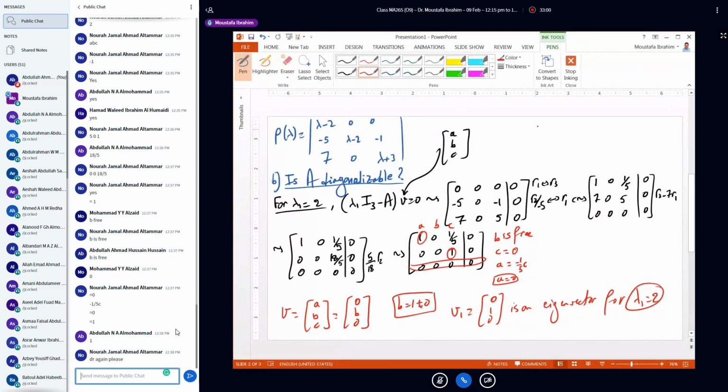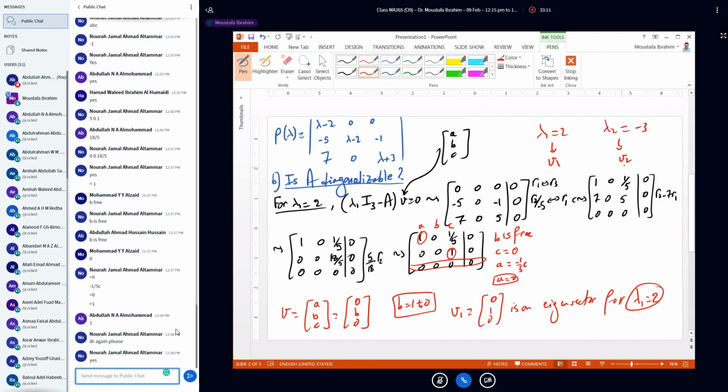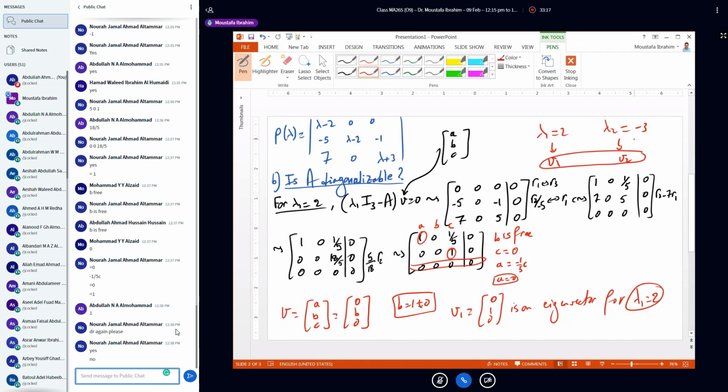Because, look here, we have 2 eigenvalues. Lambda 1 equals 2, lambda 2 equals minus 3. For this one, how many eigenvectors do we have? V1. And here we will have only V2, right? We have 2 vectors. Is it possible to have a basis with 2 vectors for R3? Here it's 3 by 3. So for sure it's not diagonalizable.